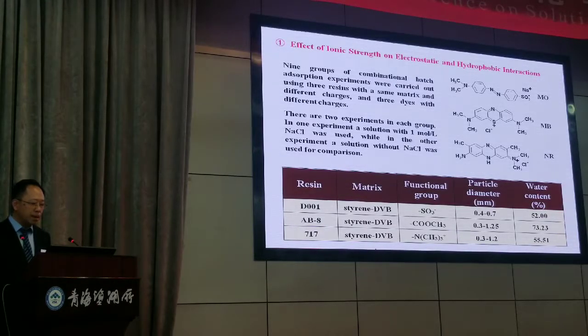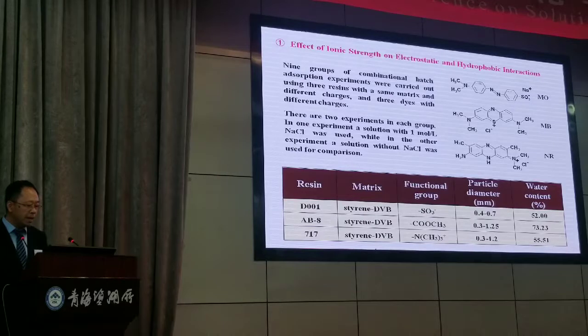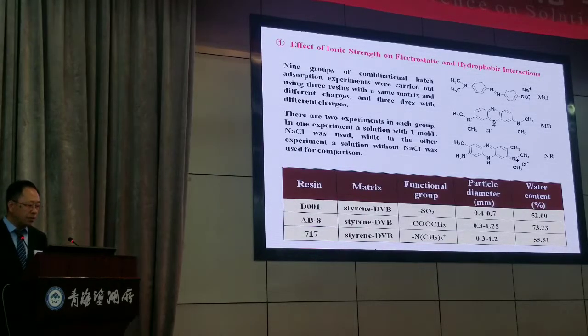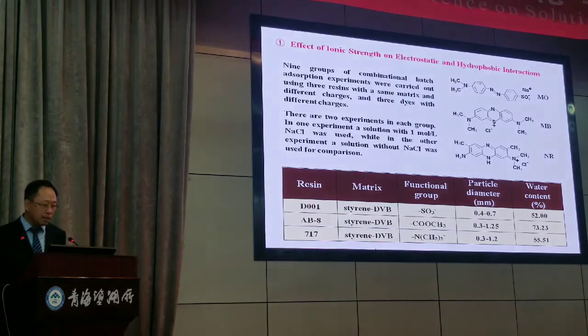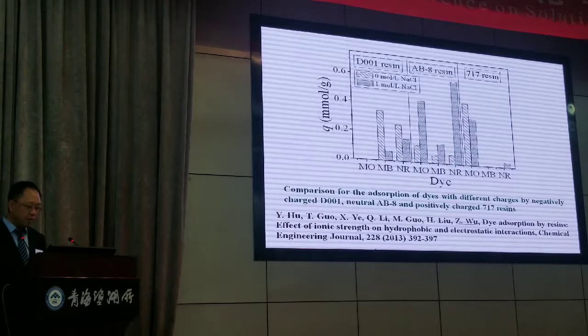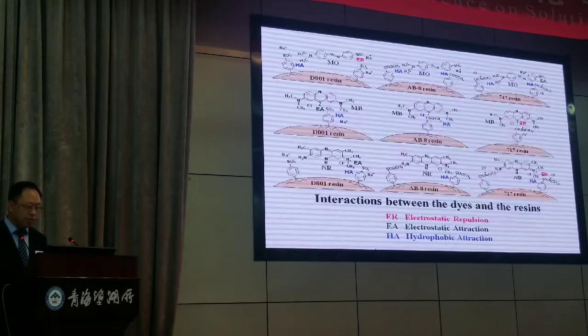Nine groups of combined batch adsorption experiments were carried out using three resins with a single matrix and different charges, and three antibiotics with different charges were also used. There are two experiments in each group. In one experiment, a solution with sodium chloride was used, while in the other experiment, a solution without sodium chloride was used for comparison. This is a comparative experimental result.